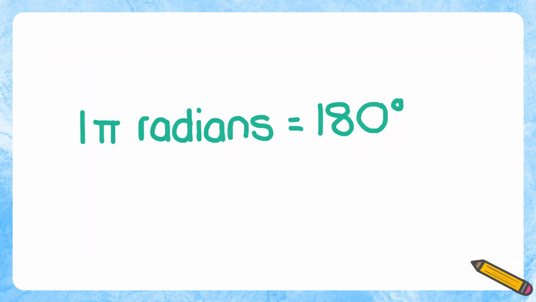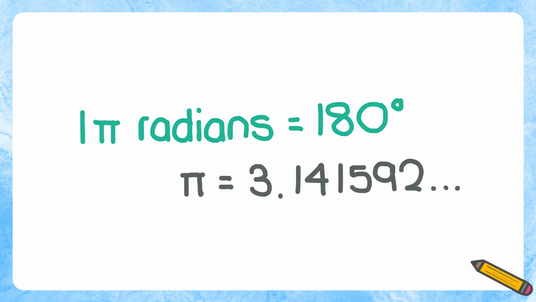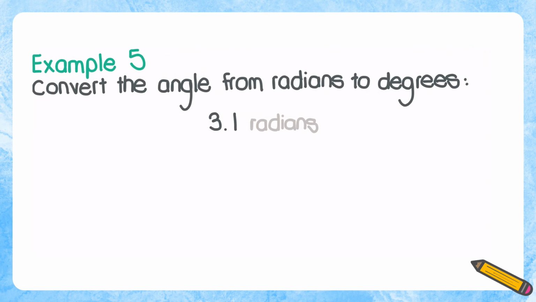And one thing I want you to remember is the difference between 1 pi radian versus simply pi. So 1 pi radians equals 180 degrees, but when we're simply looking at pi, it's actually a value 3.14, and it just keeps going. So for example 5, we're going to convert 3.1 radians to degrees. Again, here we can only use method 1 because there is no pi. So I'm setting up my t-chart here. And it's the same steps even if we're working with a decimal radian, like 3.1 radians.